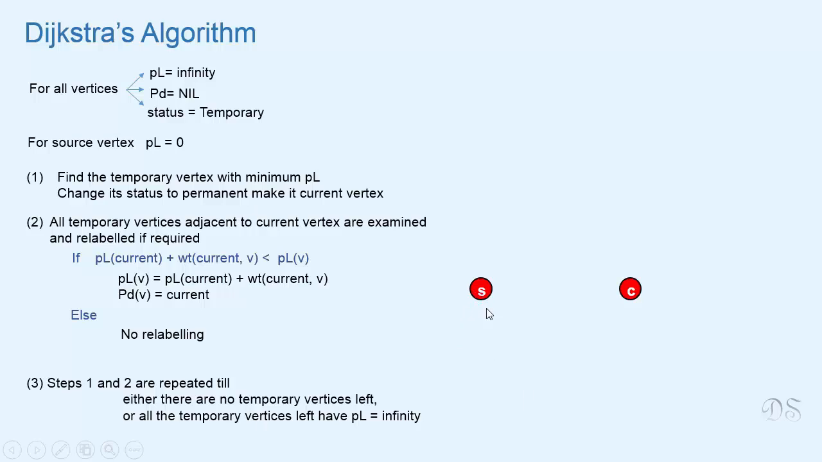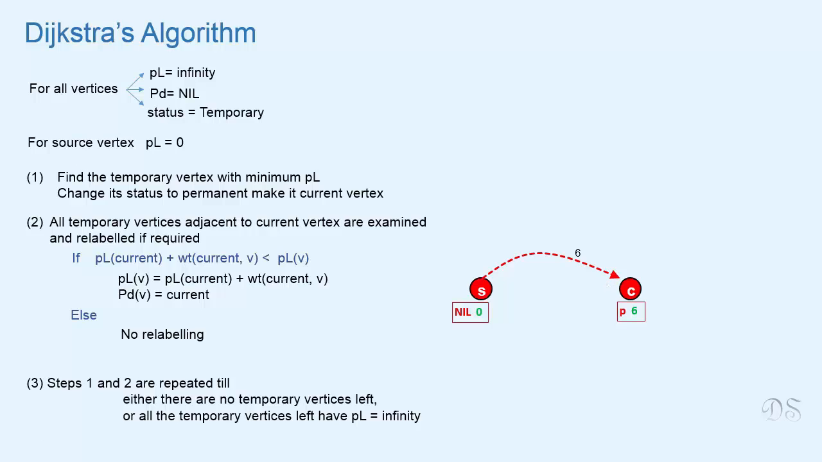Suppose S is the source vertex and C is the vertex which we have recently made permanent. So it is the current vertex. These are the labels. Labels of permanent vertices are fixed. They are never changed. Now this 6 is the value of the path length. So it is actually the length of the shortest path from source to this vertex. This vertex C is permanent. It means that this shortest path to C is final. Now the predecessor of this vertex C in this shortest path is vertex P.